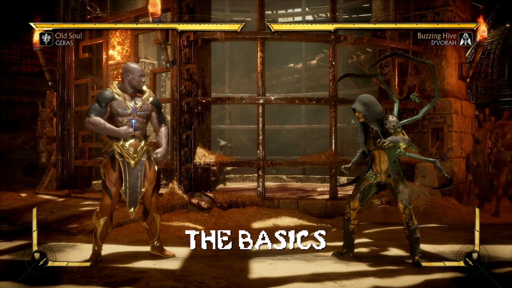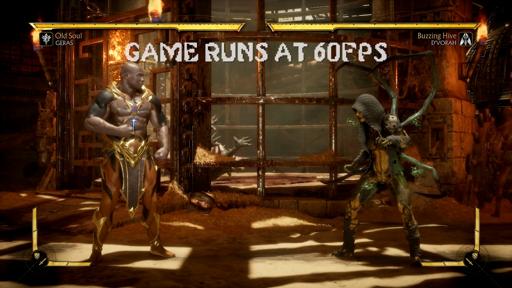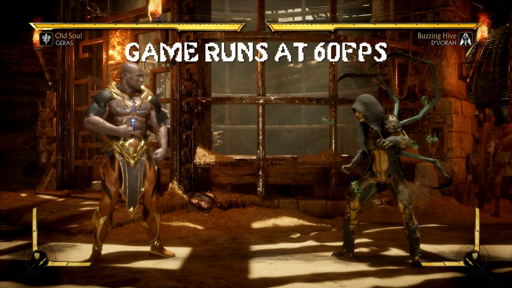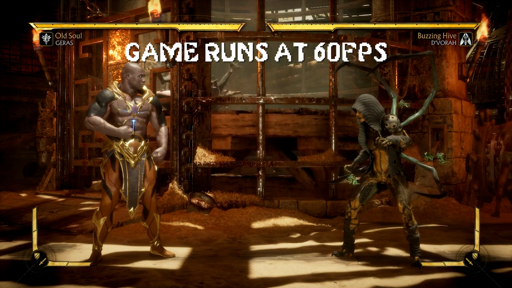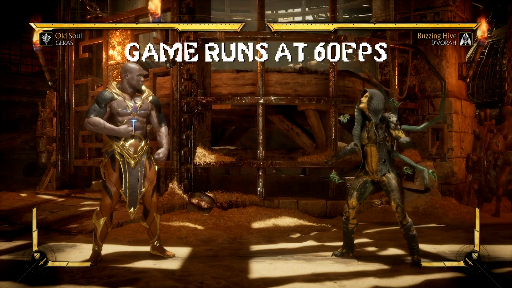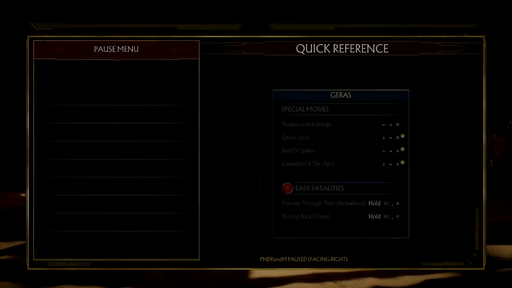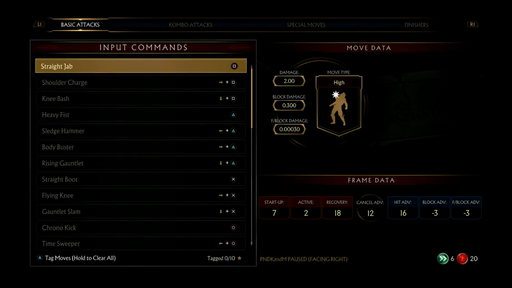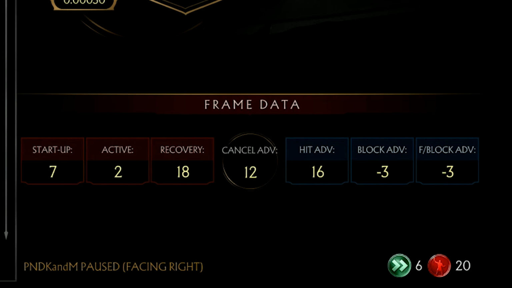Frame data is a game of numbers, and it starts with understanding that the game runs at 60 frames per second. The numbers that you see represent the time it takes for attacks to play out in their variety of different ways. To start with, you access a character's frame data in the move list. On any move, look to the right and there it is.